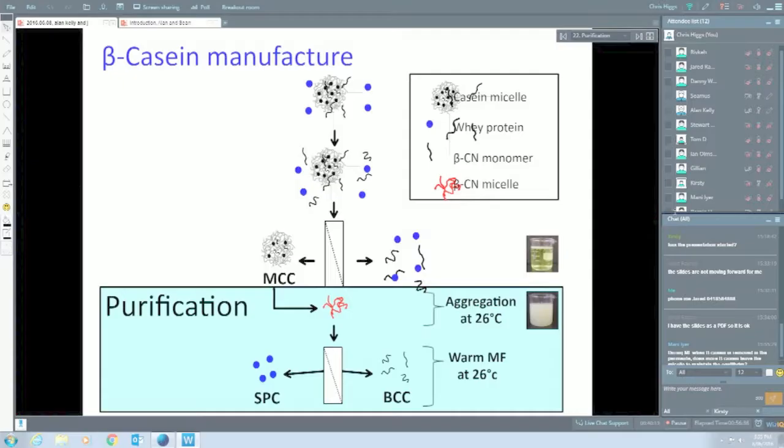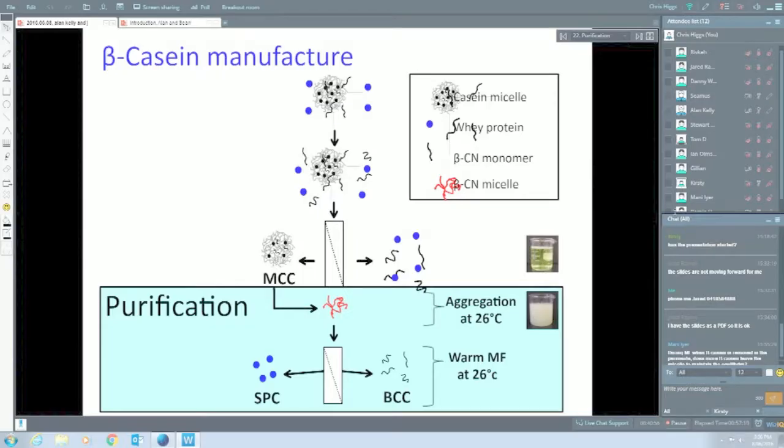And of course, these micelles then, compared to the whey protein monomers, the micelles are quite big. And it's possible to separate the beta casein micelles from the monomeric whey proteins using the same microfiltration membranes as were used originally to strip out the beta casein from the skim milk. So it's quite an interesting process in the sense that it uses the same microfiltration hardware in both stages of the process, but the chemistry of the proteins is manipulated to change the size and the selectivity of the proteins during filtration.